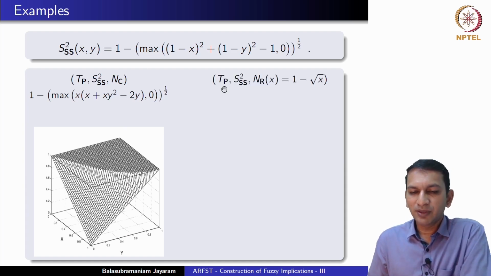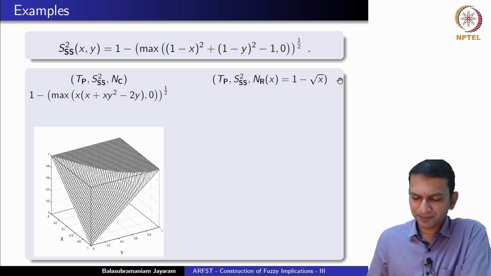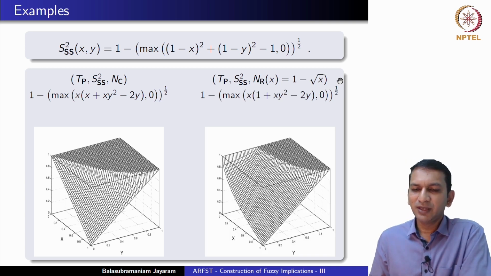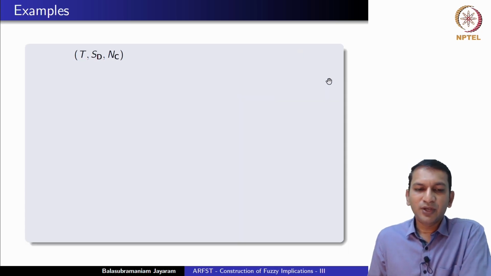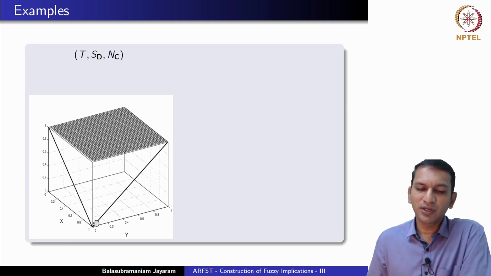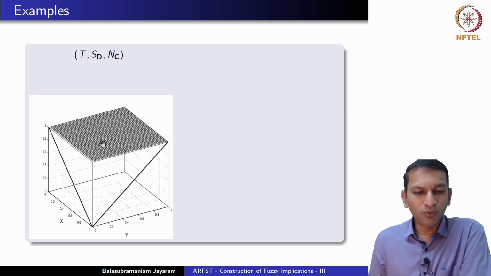If you take the same T conorm and the product T norm, but change the negation to 1 minus root x, this is the function you get, which is again a fuzzy implication, and the natural negation indeed will be 1 minus root x itself. If you consider any T norm and the drastic T conorm, that's the largest T conorm, and the classical negation, this is the implication you would get. As you can see, 1 minus x is the natural negation. It has a neutrality property. It is almost the Weber implication, except that the natural negation is redrawn to make it 1 minus x.